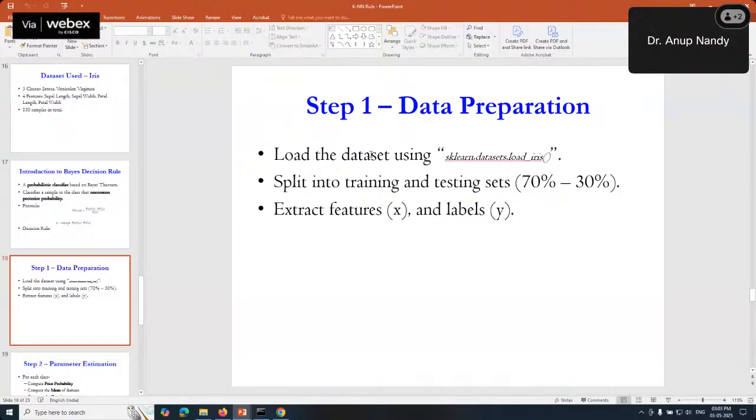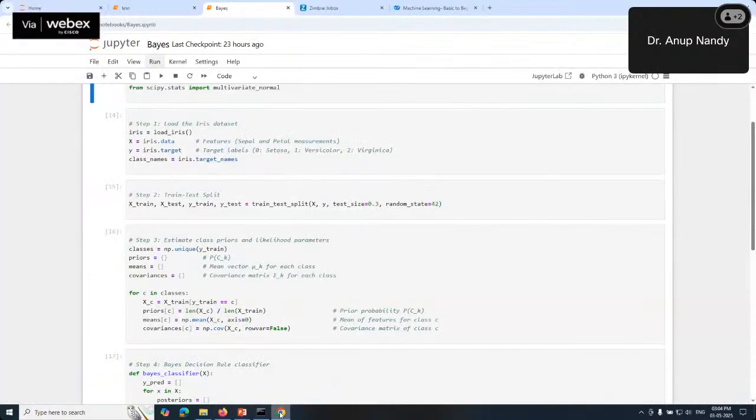So first you need to load the dataset. That is a comment. Then split into training and test set. Then extract features and labels. So we are just using the same way: load this iris data and train_test_split. Then you have to estimate the class prior and likelihood. So for load_iris data, there is data, that is the features. This is sepal length and petal measurement, or you can choose both. Then there is a target class. You need to make a target class level. That is Y. X is the features.